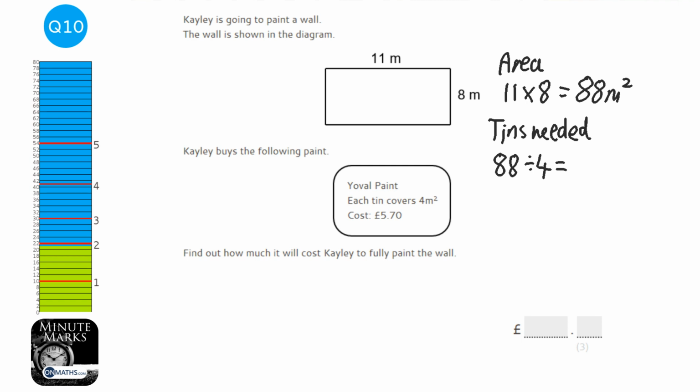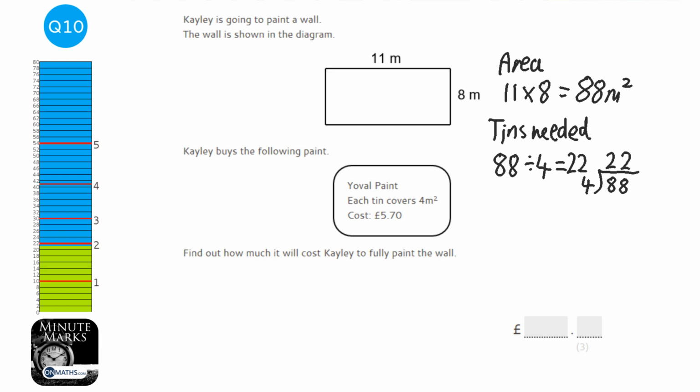Now you can do this with the bus stop method. So if I just quickly do that now, 4 on the outside and 88 on the inside. 4s into 8 go twice, 4s into 8 go twice. So the answer is going to be 22. So I need 22 tins.